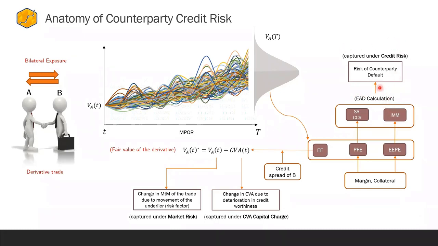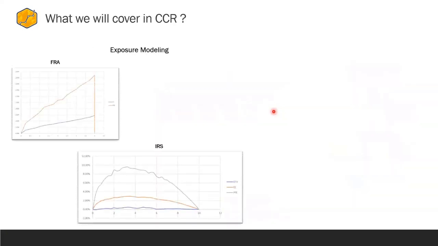So whether you are using standardized approach or IRB, based on that, you will calculate PD, LGD, and multiply with EAD, and you are done. So what will we cover in this course? I have that slide here. We will cover exposure modeling because that's the key ingredient. You need to be able to quantify exposure at any future point in time of a derivative. So for FRA, we have exposure profiles, EE, PFE plot, you can see. All of these have been done in Excel, but everything we'll do in Python. This is the exposure profile of interest rate swap. So we'll learn how to do exposure modeling.